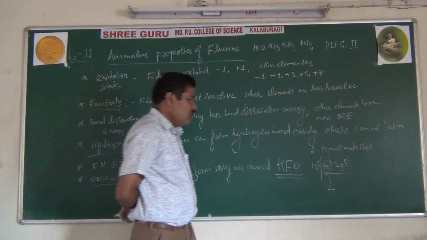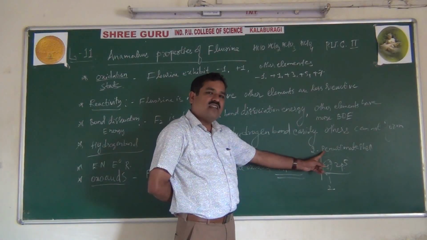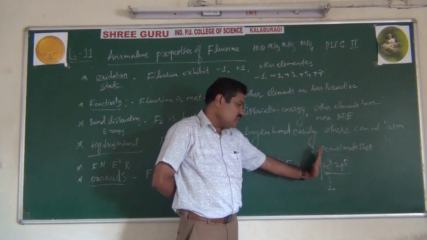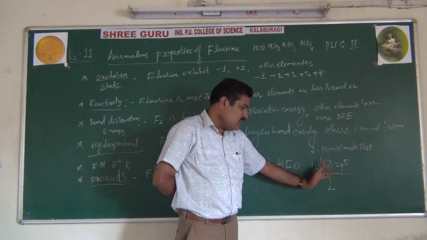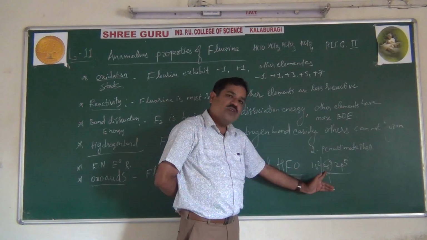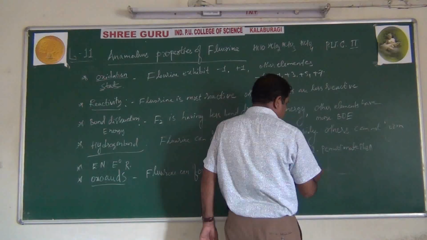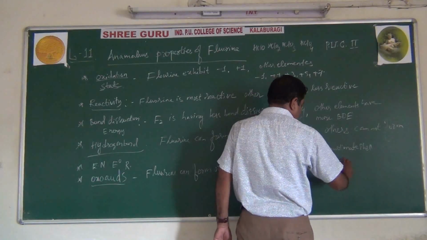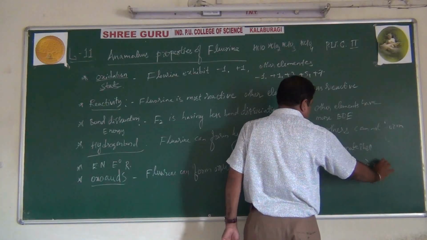So how, sir? Once again I am repeating. Fluorine is having 2 electrons in the penultimate shell. Penultimate means last but one. When we write the outer electronic configuration, they are having 7 electrons in the p orbital; last but one is 2s. Like this for chlorine. What will we write for chlorine 17? 1s2, 2s2, 2p6, 3s2, 3p5.